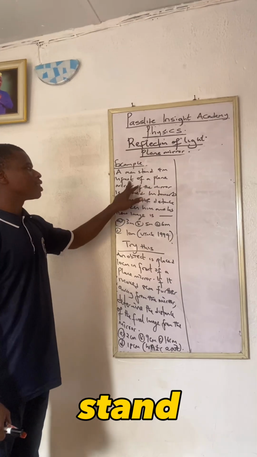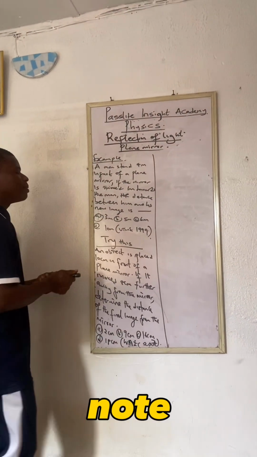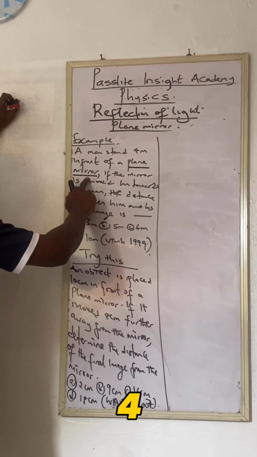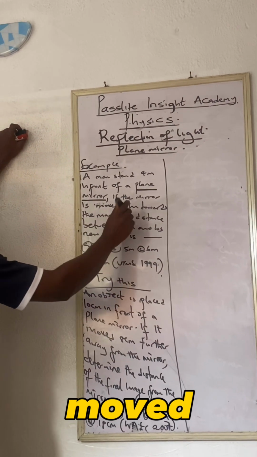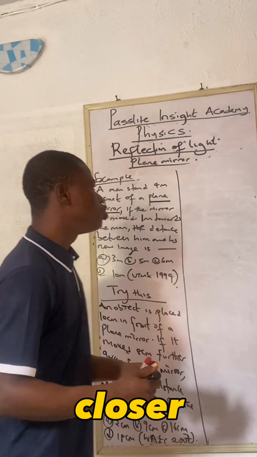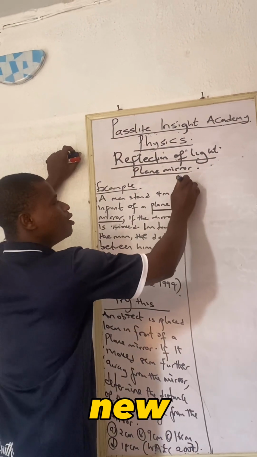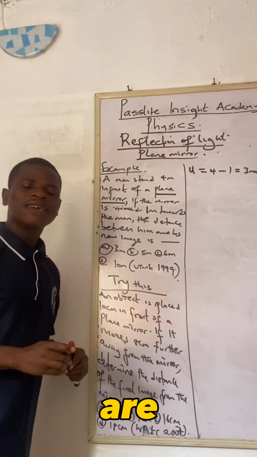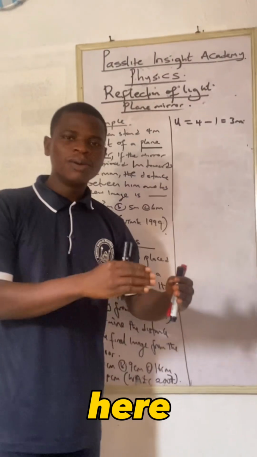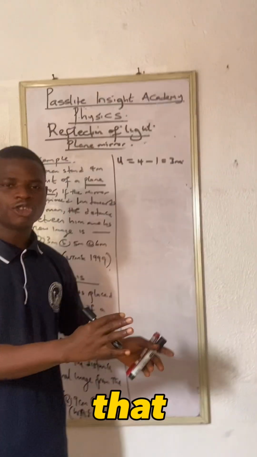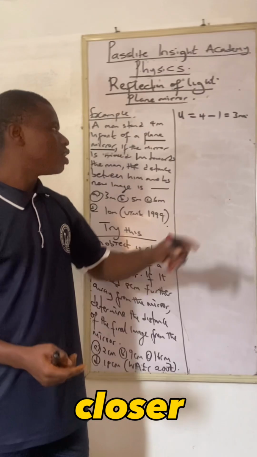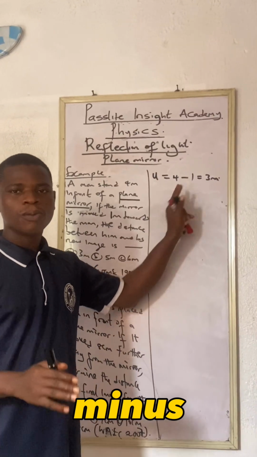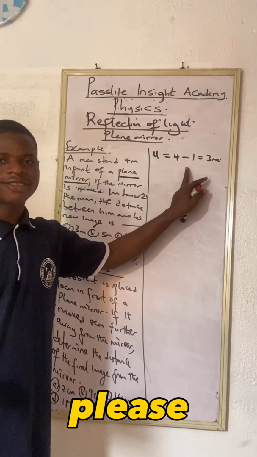A man stands 4 meters in front of a plane mirror. So please note, the name matters: plane mirror, not pinhole camera, plane mirror. So the man stands 4 meters from this now. If the mirror is moved 1 meter closer, what you just do is that since it has been moved, your new object distance is equal to 4 minus 1 meter. But assume you are given a question that the object is here and they move the object far away from that position, you add. But if it moves closer, you subtract. This one moves 1 meter towards the man, so it is minus. But if you move far away, it's plus. Please note the questions very well.